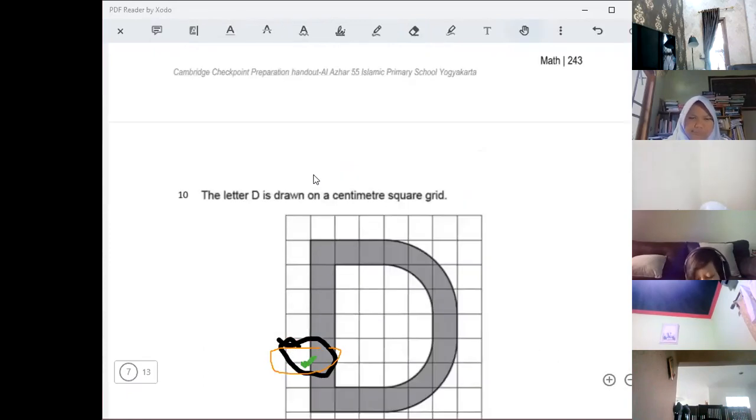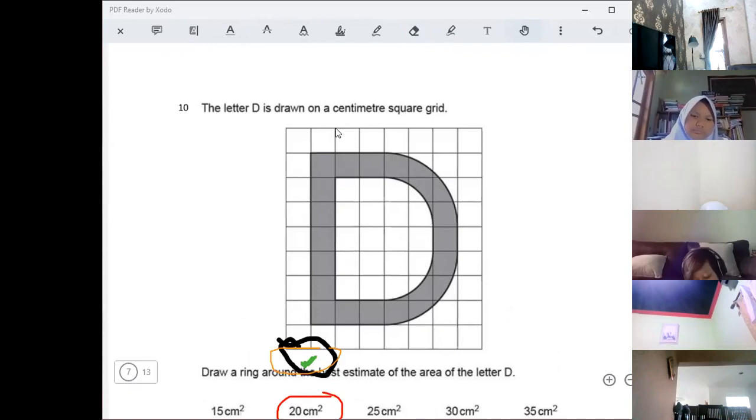How do we get it, class? Caranya kan kita cuma suruh kira-kira ya. Jadi kita kira-kira aja. 1, 2, 3, 4, 5, 6, 7, 8, 9, 10, 11. And this is 12, 13, 15, 16, 17. 17, this one is about 3. So it's 20. 20. That's right. So the answer is 20, Miss. Yes.